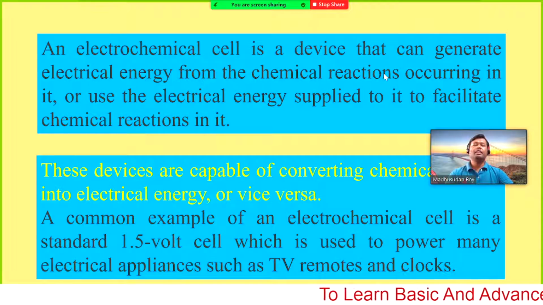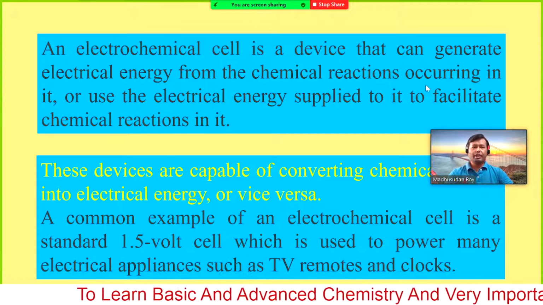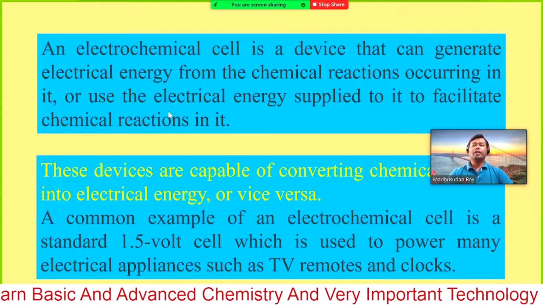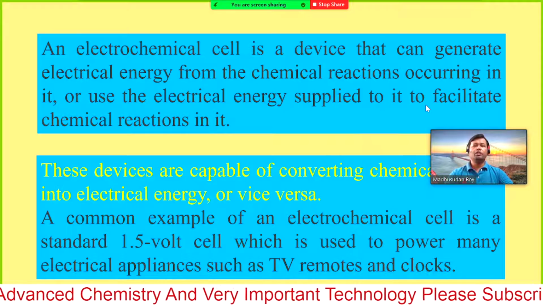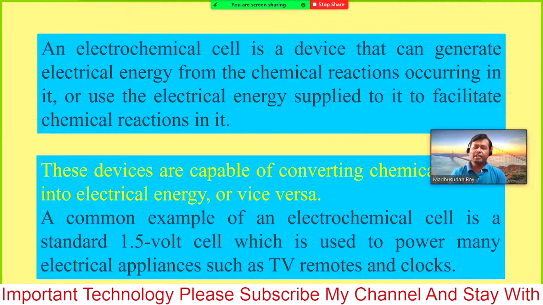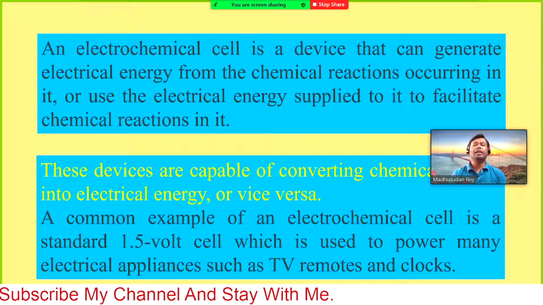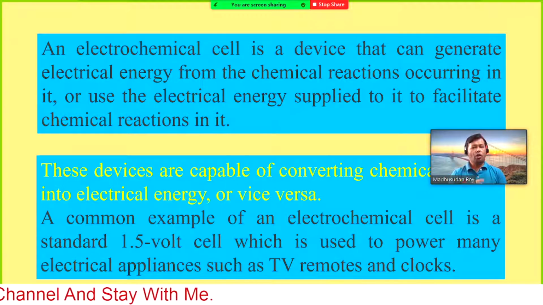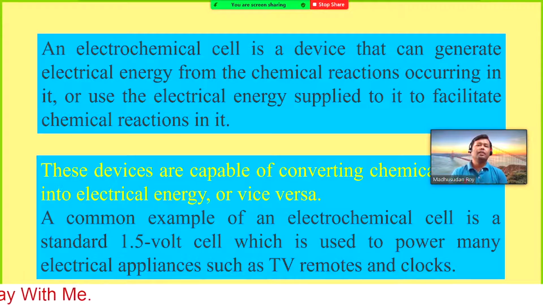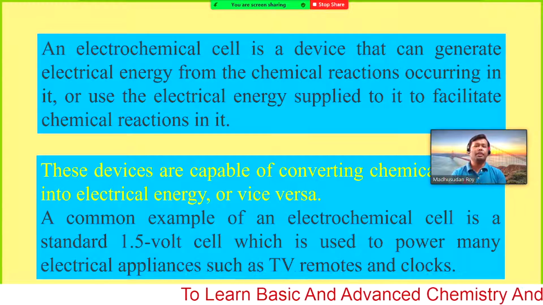An electrochemical cell is a device that can generate electrical energy from the chemical reactions occurring in it, or use the electrical energy supplied to it to facilitate chemical reactions in it. As I have mentioned, an electrochemical cell is a device that can generate electricity from chemical reactions, or in another way, electrical energy can produce some chemical reactions. So that is known as an electrochemical cell.